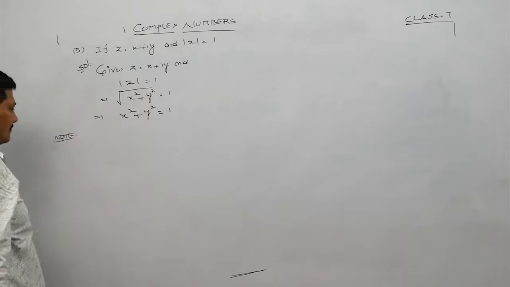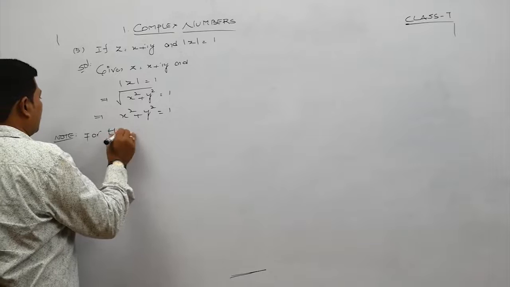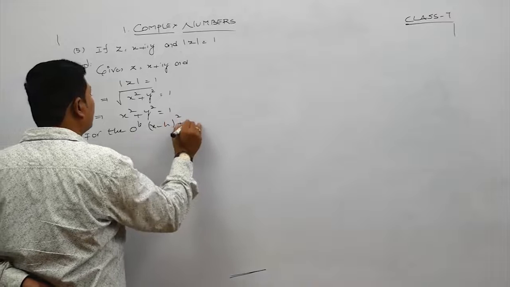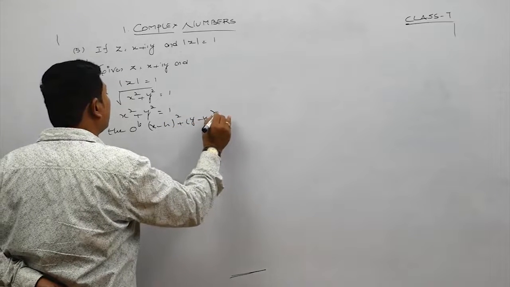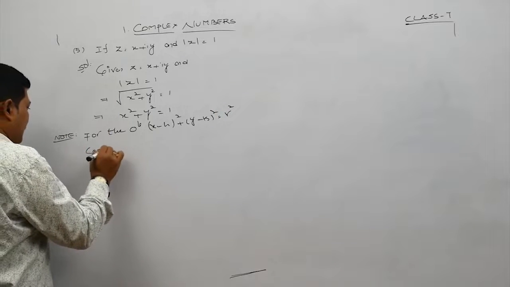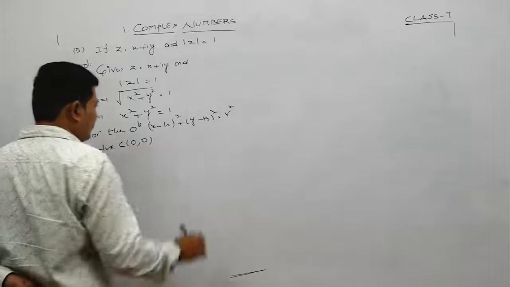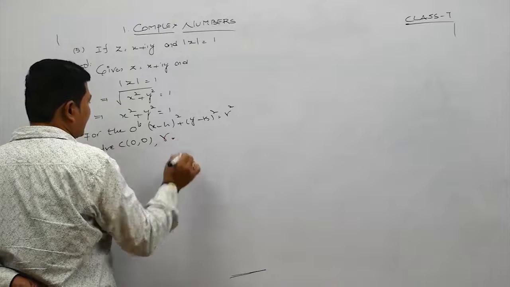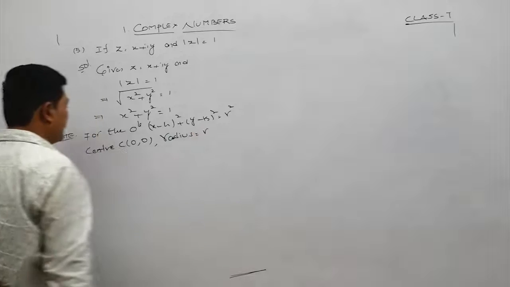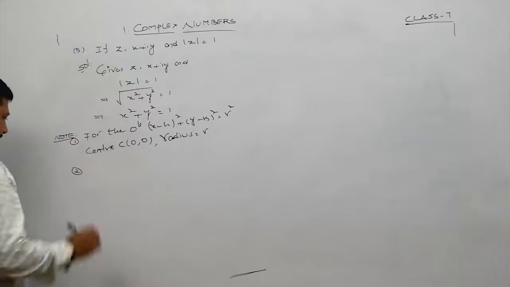Note, for the circle (x minus h) whole square plus (y minus k) whole square is equal to r square, the center C is equal to (h, k) and the radius is equal to r. We can call this note 1, and the second one.